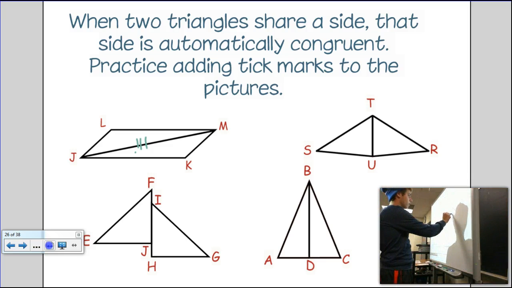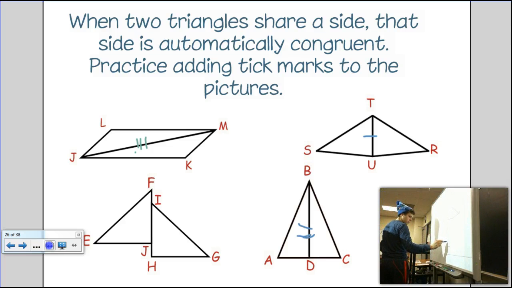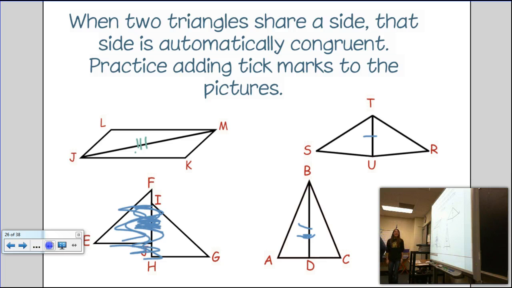Like this one? There you go. Tick mark. Tick mark. Is that a shared side? I was marking it out. Oh, thanks, Kendall. That's beautiful.